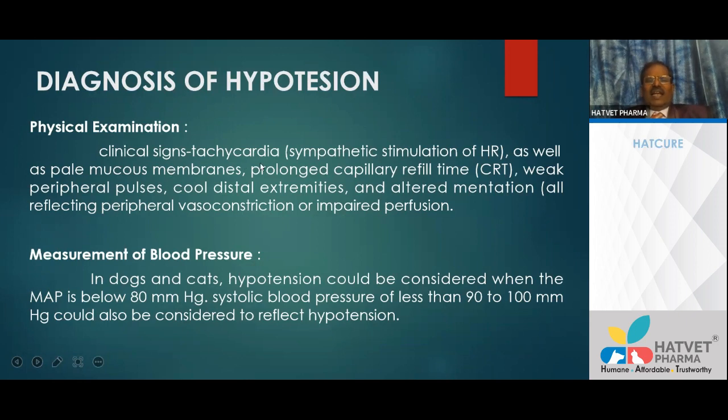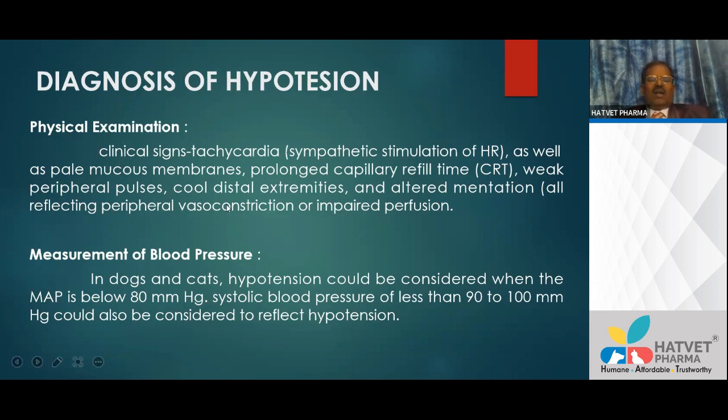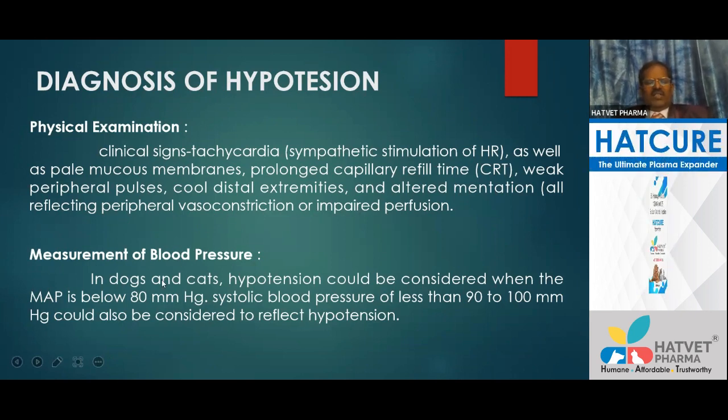Physical examination and clinical signs: tachycardia, sympathetic stimulation of heart rate, as well as pale mucous membranes, prolonged capillary refill time, weak peripheral pulses, cold distal extremities, altered mentation, all reflecting peripheral vasoconstriction or impaired perfusion. This, you know, we already discussed.